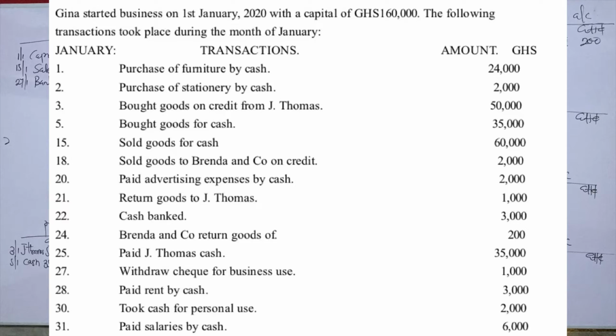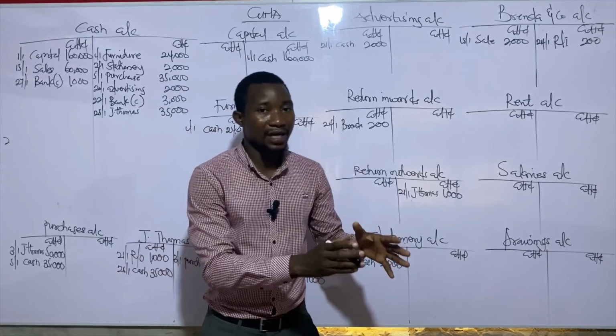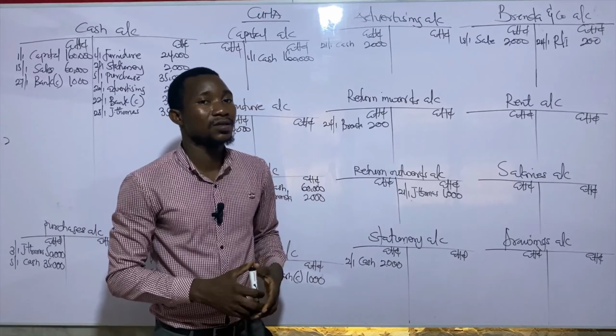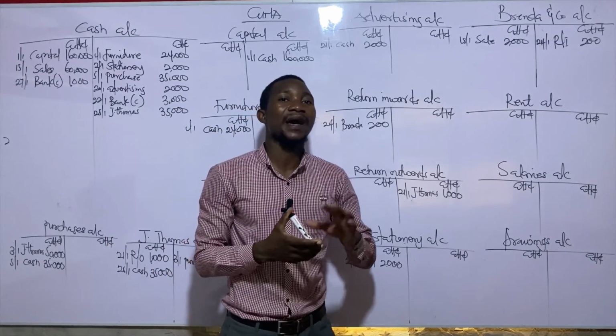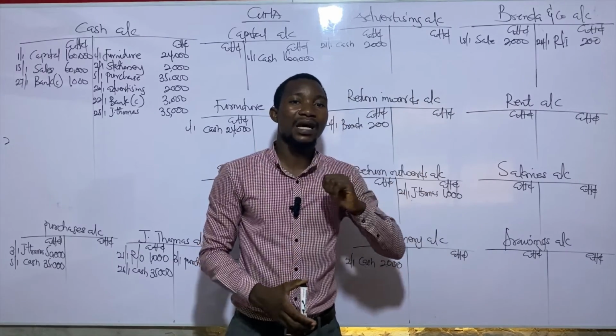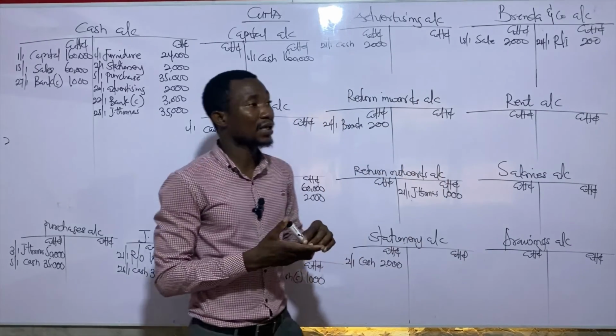After 27th, we move to 28th. Paid rent by cash. We paid rent by cash and the amount was 3,000. So we have rent account and cash account. Which account should be credited and which account should be debited? We paid rent by cash. Our cash is moving out, an outflow of cash. So we credit the cash account.